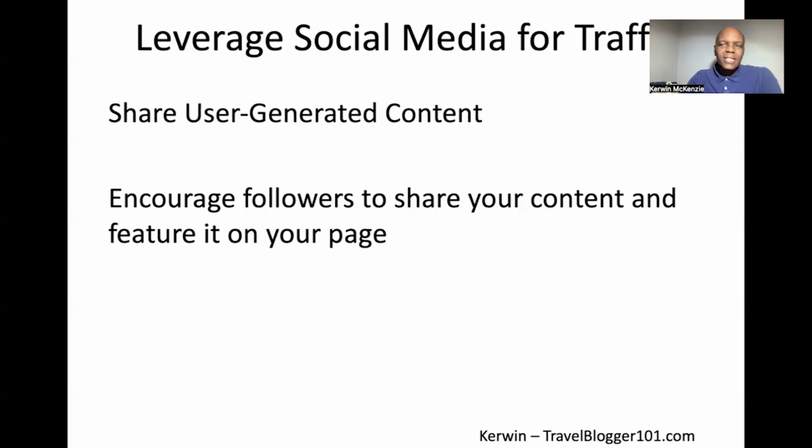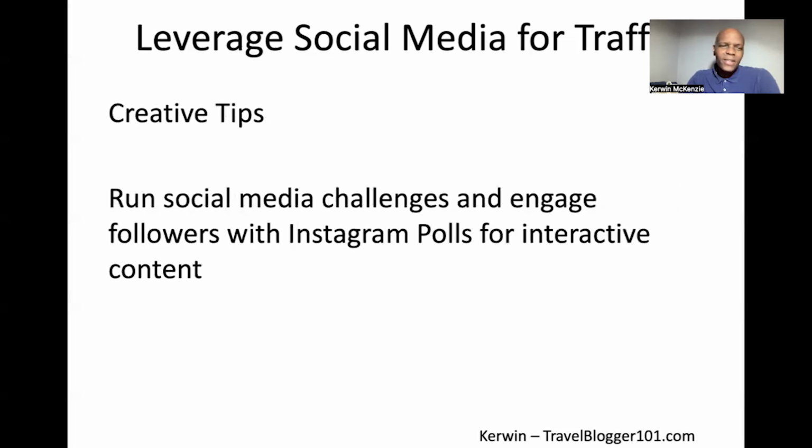Share user-generated content. Ask people to share stuff on your feed. What that does is show the algorithms that more people are using your content, and then they will send it to more people. And so you'll get more traffic if you have a link or something back to whatever you were talking about. You can even feature people's content on a particular page. And then people are like, oh, my content's here, and then they'll share it with their friends. So that's the kind of stuff that you could do.